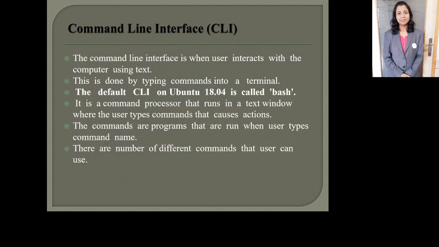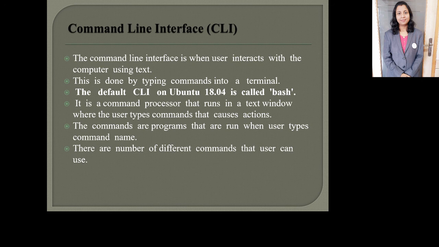There's a difference between GUI and CLI, the command line interface. The command line interface is when a user interacts with the computer using text. There are no dialog boxes, no shortcuts, nothing graphical here. The interface uses text. This is done by typing commands into a terminal. So a terminal has to be opened, and there you can type and operate the computer. The default CLI on Ubuntu 18.04 is called bash.